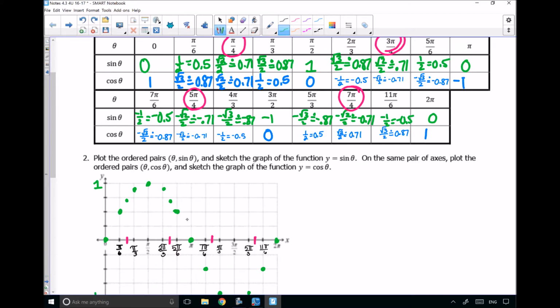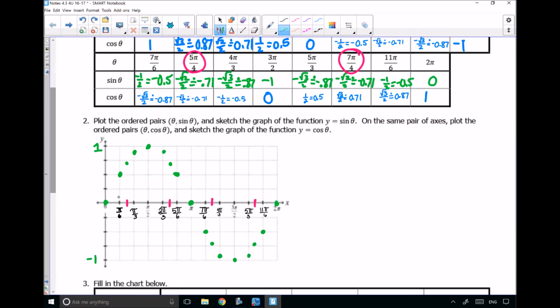It's definitely appearing to fall within my graph, okay? The next one is 5 pi over 4, and same thing, it's about negative 0.71, so it's going to be somewhere around here. And then my last one for 7 pi over 4 is also negative 0.71, so it's going to be somewhere around here.